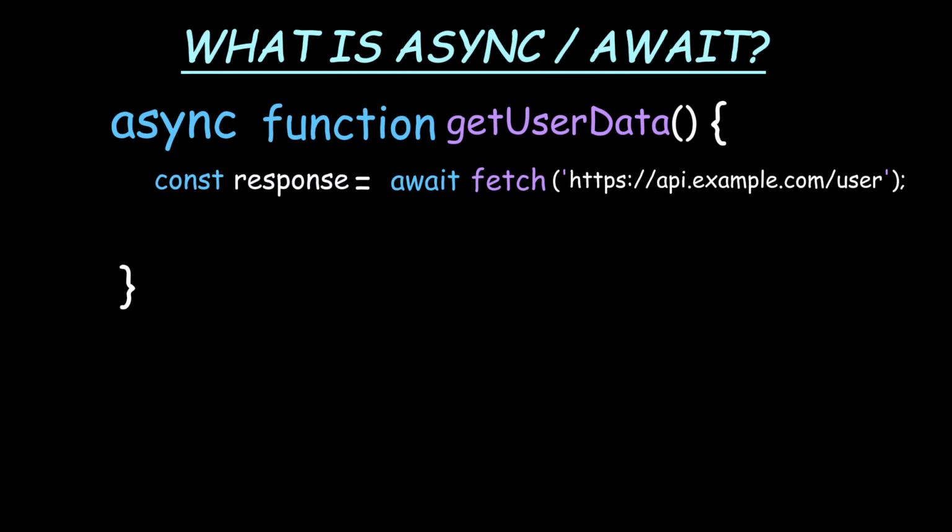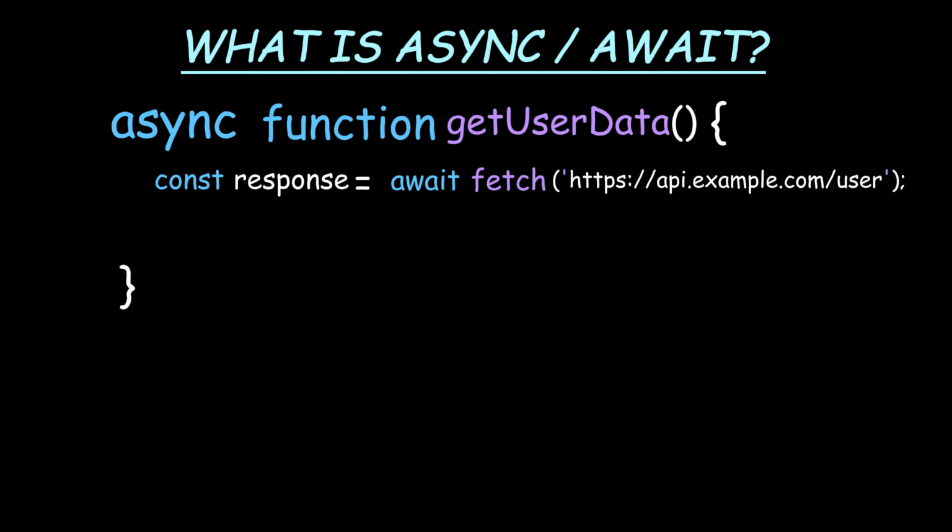And what is await? You use await when you're calling a function that takes time, like fetching data from an API or querying a MongoDB database. When JavaScript sees await, it pauses the function at that line until the promise is resolved. This gives your code a synchronous-like flow, even though it's still asynchronous behind the scenes.